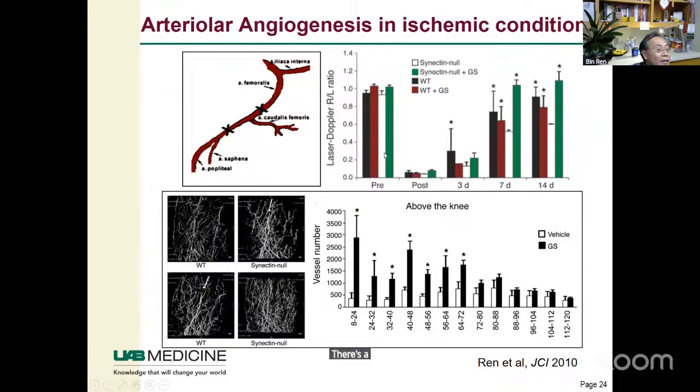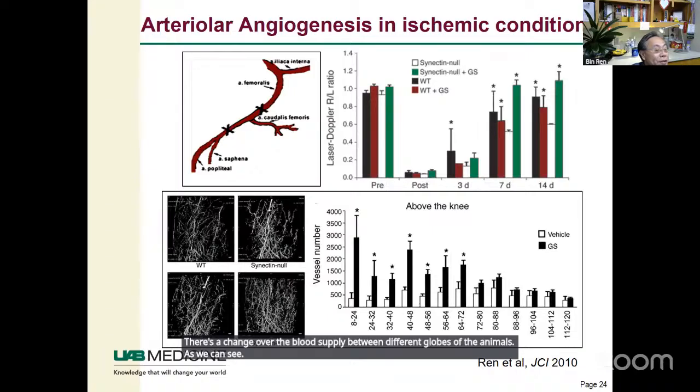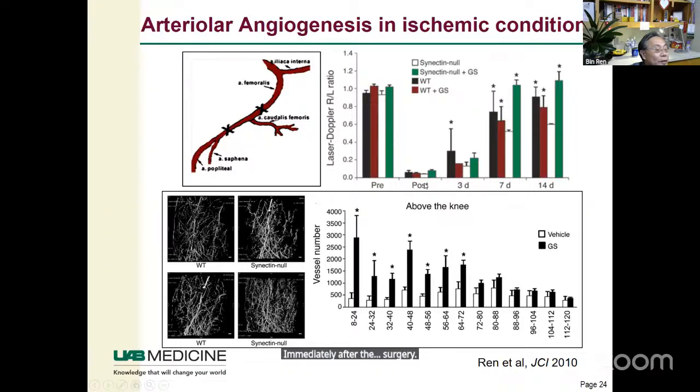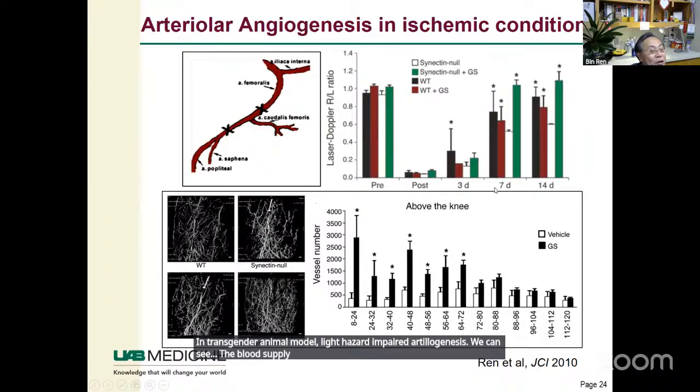there's a change in the blood supply between different groups of the animals. Immediately after the surgery, the blood supply almost completely disappeared. However, in the wild-type control, the blood supply gradually recovered and reached around 80 to 90% at day 14. However, in a transgenic animal model that has impaired arteriogenesis, the blood perfusion recovered only to around 60%.